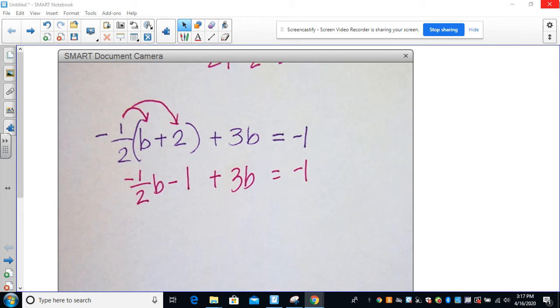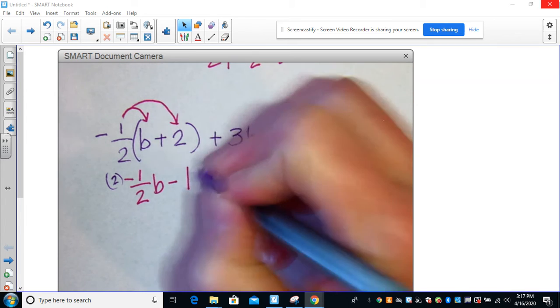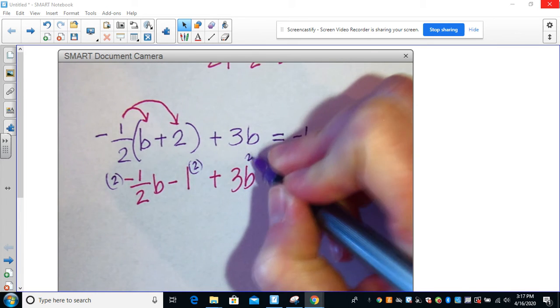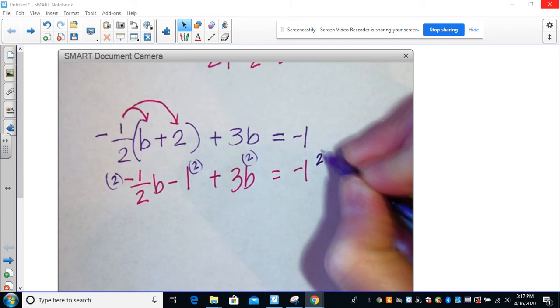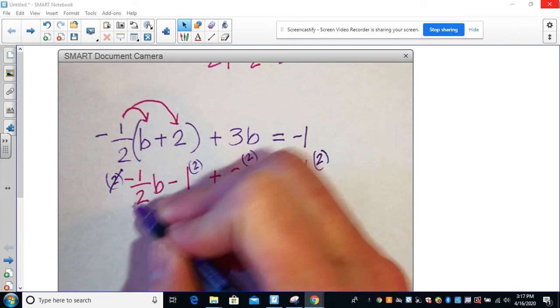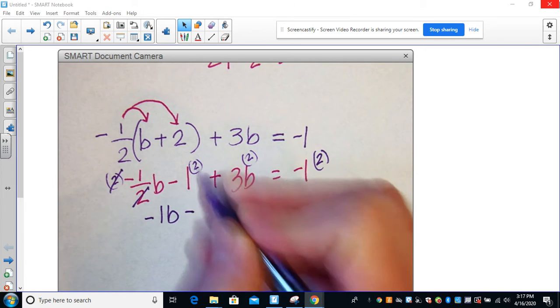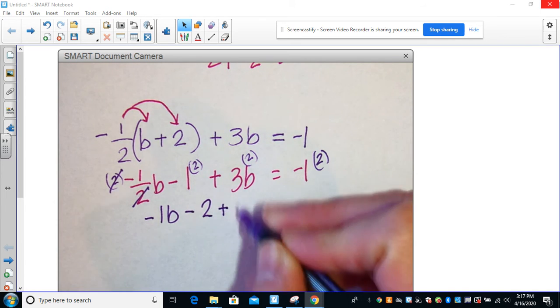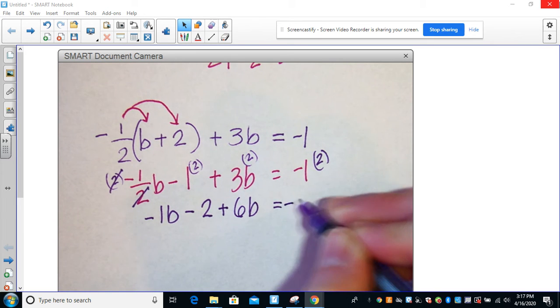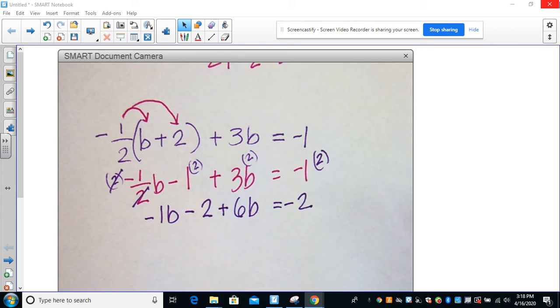Here again, we have a fraction. What can we do to get rid of the fraction? Multiply everything in the problem by the denominator that's in the fraction, which is going to be a 2. So I'm going to multiply this by 2, this by 2, and this by 2. So again, all it does is get rid of that. So I have -1b minus 2 plus 6b equals a -2. All I did was multiply everything by the denominator. Now we have no fraction.